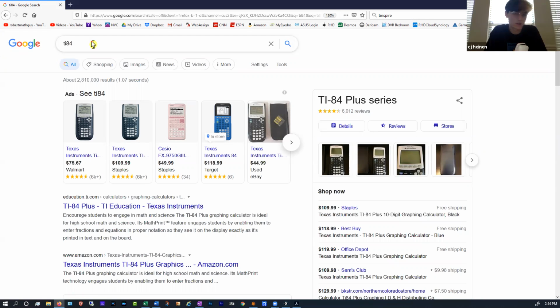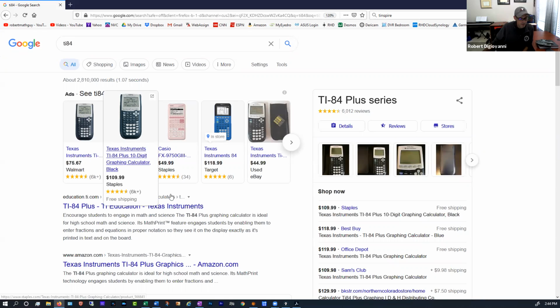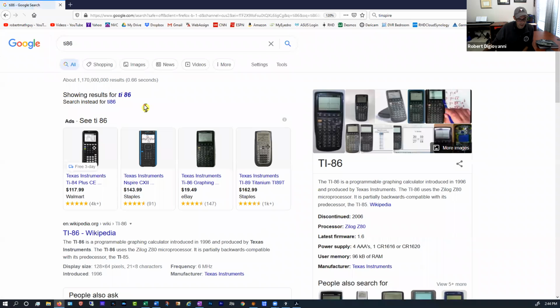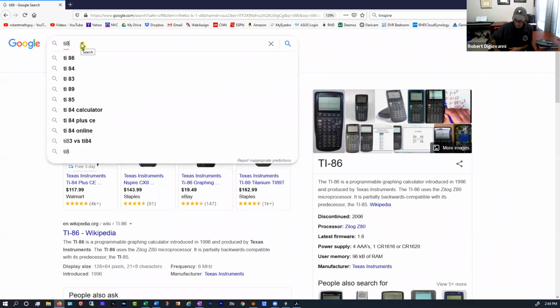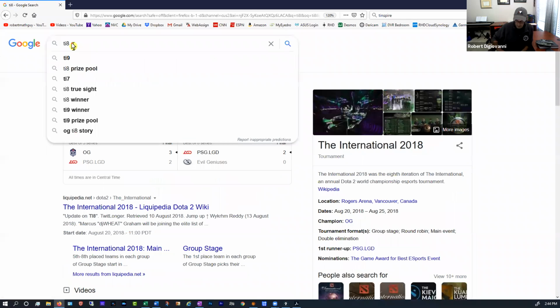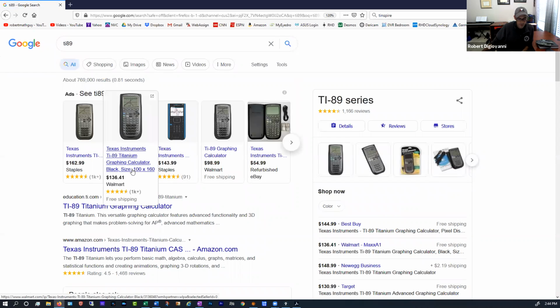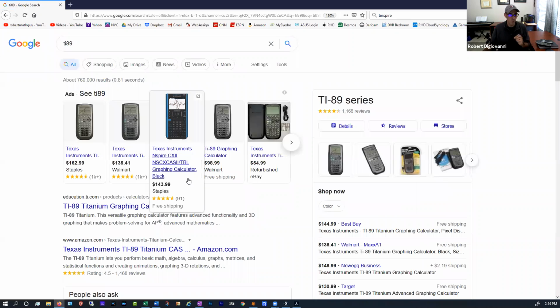I just got lucky because one of my pre-calc classes in high school basically taught us how to use these things. So the TI-84 Plus is $110, man. That's expensive. The TI-86, I don't even know if they make the 86 anymore. See, that's old school. I have that TI-86. How about the TI-89? Do they have that anymore?